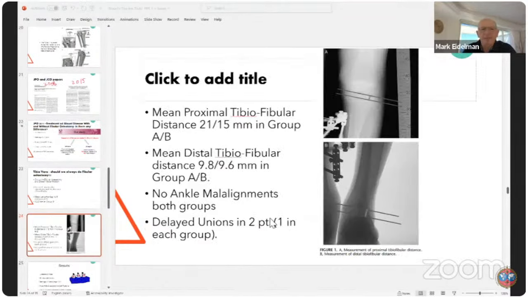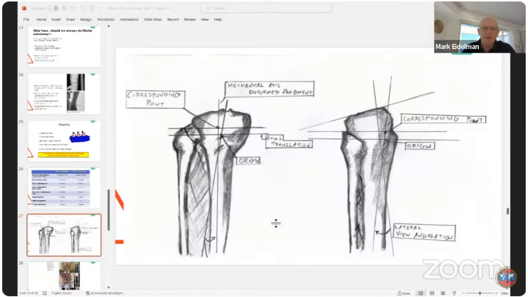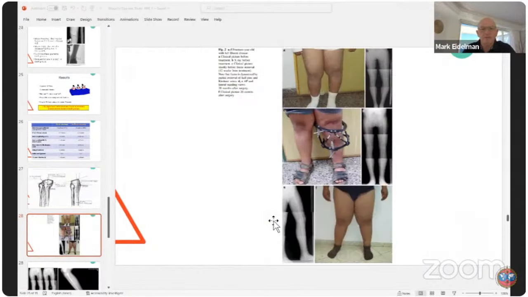We measured the proximal and distal tibiofibular distance. There was no ankle malalignment in both groups. We had delayed union in two patients, one in each group. In general, there was no significant difference in standard measurements between the two groups. And of course, we put the origin at the level of the proximal tibiofibular joint.